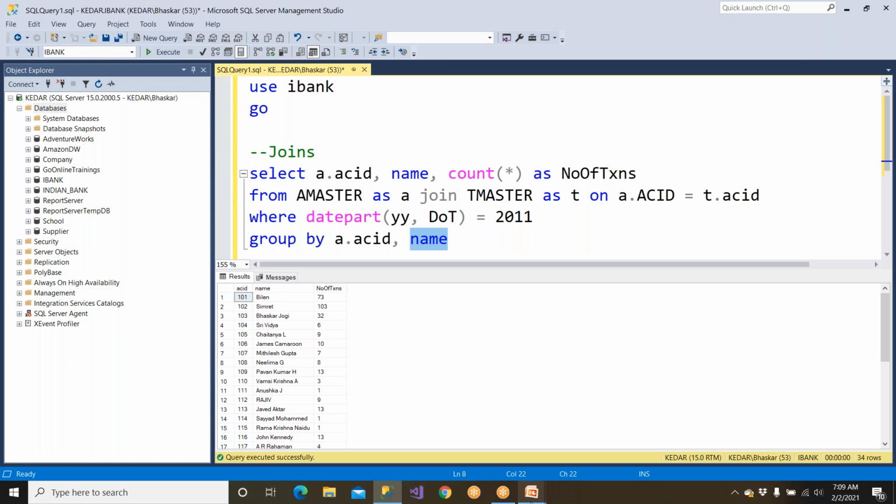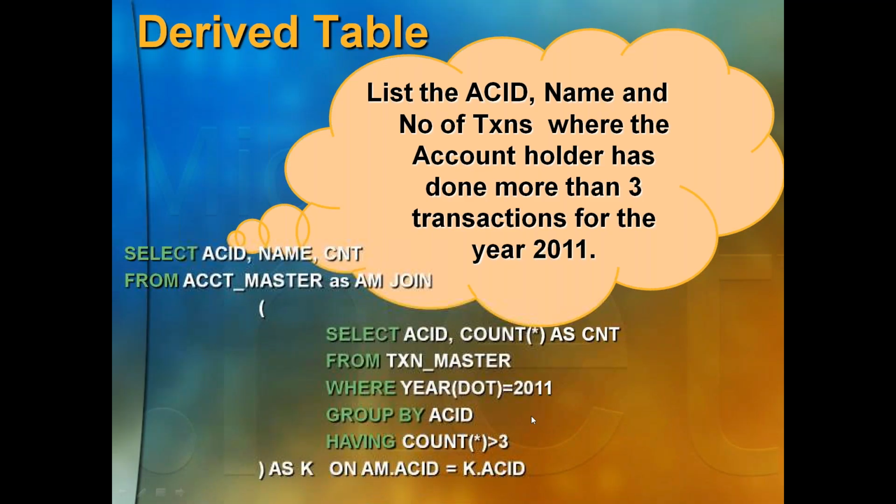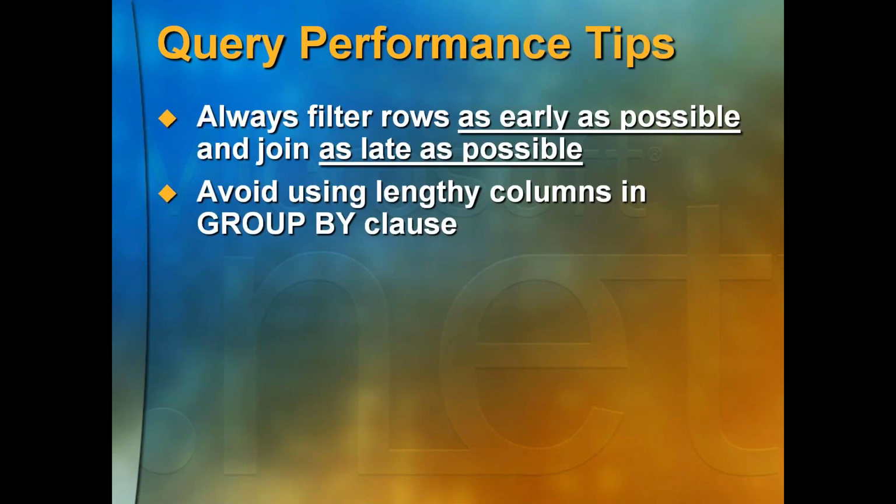So, 2 points I told you. What are they? Always filter rows as early as possible and join as late as possible. So what are we doing in the query? We are joining first, eliminating later. Avoid using lengthy columns in the group by clause. So instead of group by city, which is bad, group by city ID. Group by employee name is bad; group by employee ID, if at all you have an employee ID there.